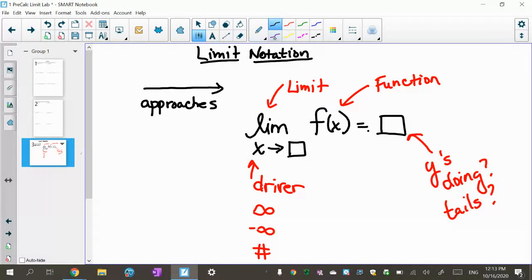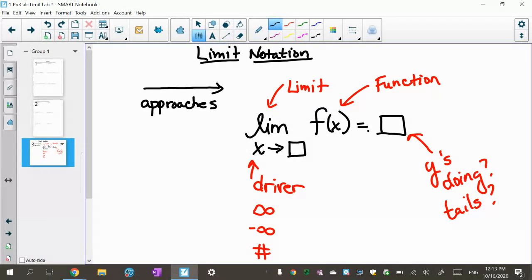First of all, the arrow that we see is the word for the word approaches, okay? Now this is the limit notation, what I have here in black. We use LIM for limit as X approaches something. I consider X to be the driver, and you can approach infinity, negative infinity, or you can approach a number. So anything can kind of go in here. This is your function, and it equals your limit, which is basically your y's. It's like, what are your y's doing? What are your tails doing? So I wanted you to know that that's our limit notation.